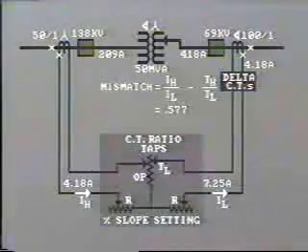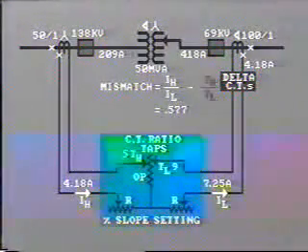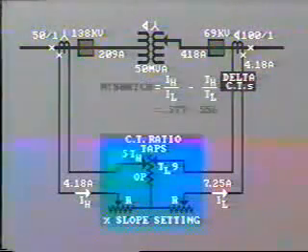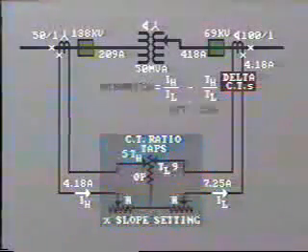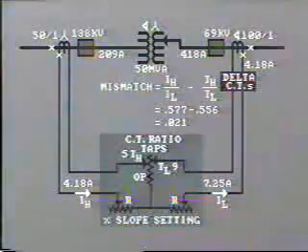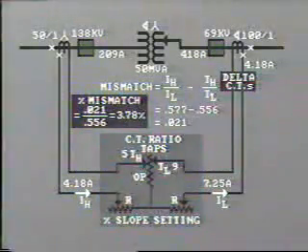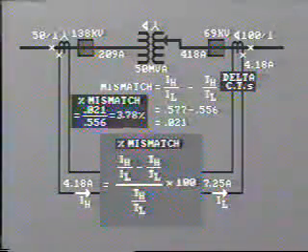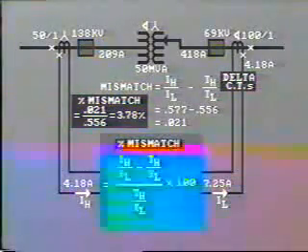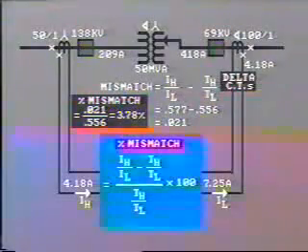Let's now look at the taps. And suppose we have the high side CT tap set at 5 and the low side tap set at 9. The ratio TH over TL equals 5 divided by 9, or 0.556. The difference between these two, that is, the mismatch, is 0.577 minus 0.556 equals 0.021. The percentage mismatch is 0.021 divided by 0.556, and that equals 3.78%. In other words, percentage mismatch equals IH over IL minus TH over TL, all divided by TH over TL or IH over IL, whichever ratio is smallest.